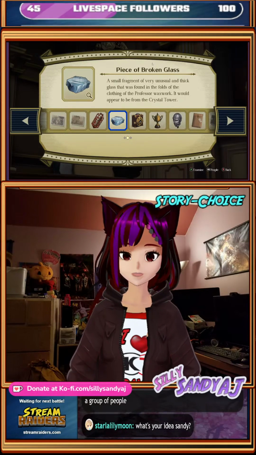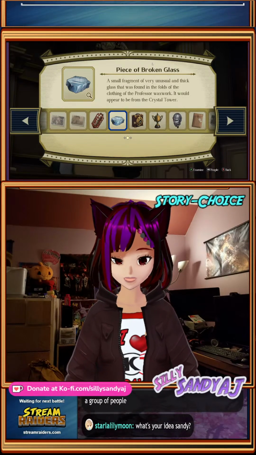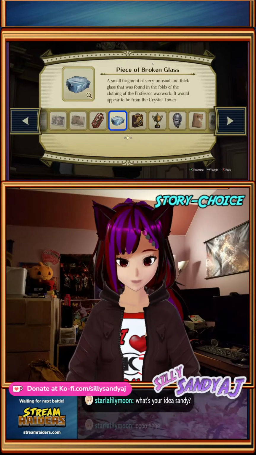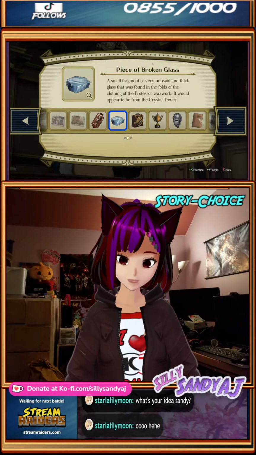A small fragment of very unusual thick glass was found in the folds of the clothing of the Professor Waxwork. It would appear to be from the Crystal Tower.